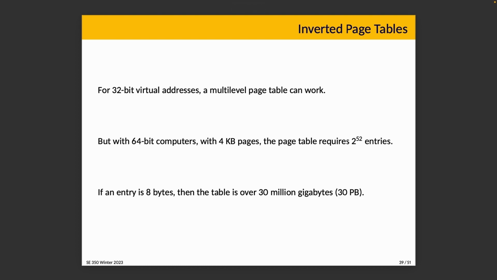But realistically, for the kind of situation that we face with a modern 64-bit computer, we can't really make a multi-level page table work, right? For 32-bit addresses, it's fine. With a 64-bit computer that has 4 kilobyte pages, the page table requires 2 to the power of 52 entries, and if an entry is 8 bytes, that means the table is more than 30 million gigabytes, or 30 petabytes, to use the appropriate prefix.